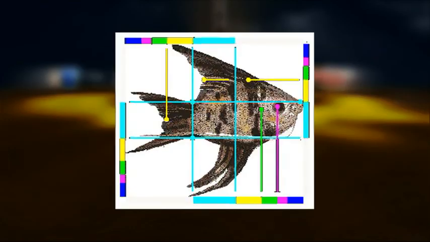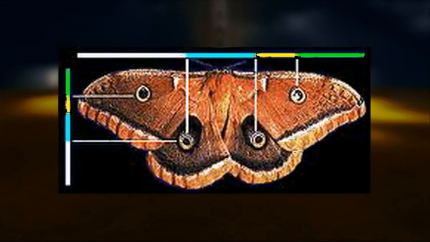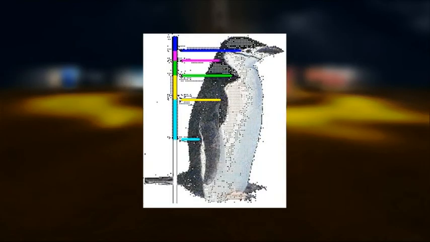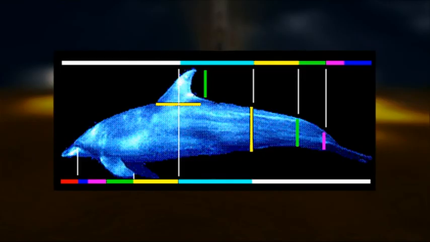Fish. This is actually an angelfish, but virtually all fish have got a divine ratio. Here's a moth. It's got divine proportions all over its wings. Butterflies are made of a divine ratio. I don't know about you, but I love penguins. But the reason is I love penguins, and I didn't know this, is that they've got divine ratios all over them. And do you find dolphins attractive? Well, I do. They've got divine ratios all over them.